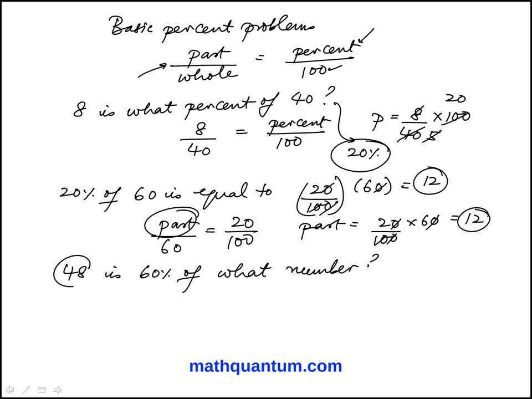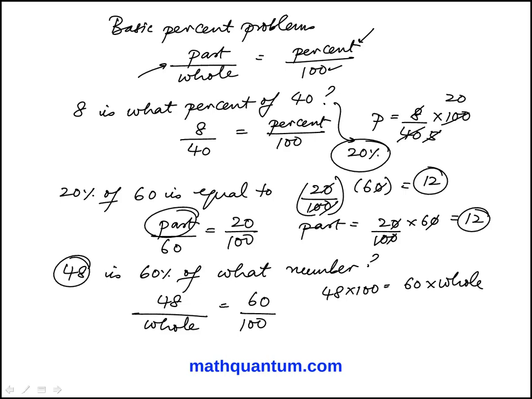So here, this is the part. Actually, I should just replace it with 48. And the whole is missing, and we're given the percent. So we can cross multiply 60 times whole, and to find the whole, I divide both sides by 60. Reduce this, 6 goes into 48 8 times. I get whole, that's 80. So that's pretty much the three variations they're going to give you in the exam.